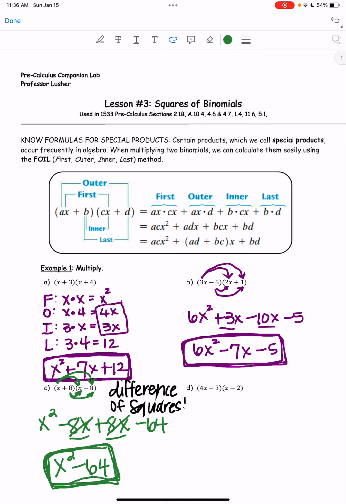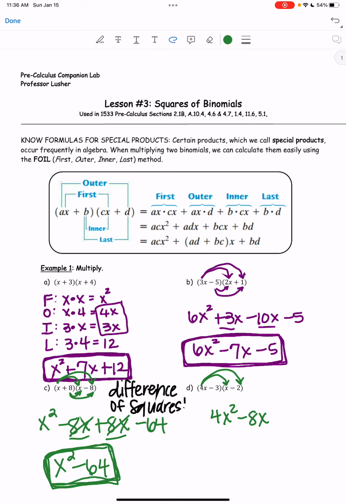Okay, and then our last example here of multiplying two binomials by the FOIL method. We're going to go 4x times x, because that's our first terms, and that's going to give me 4x squared. Then my outer, 4x times negative 2 to go negative 8x. And again, notice what I did here is I just took that first term of 4x and I distributed it to both terms of my second binomial.